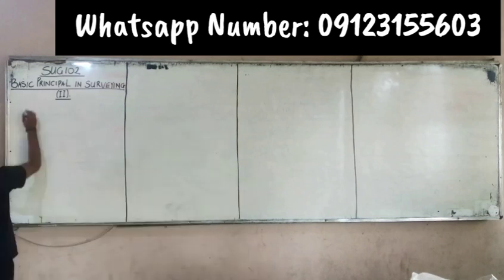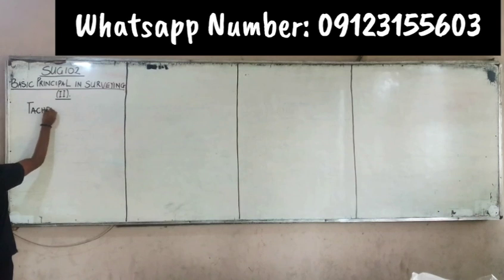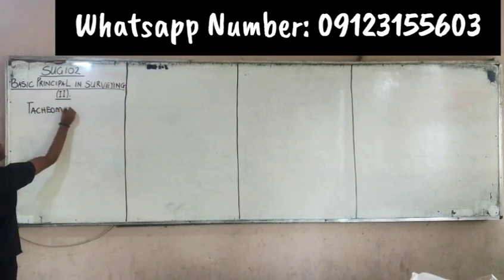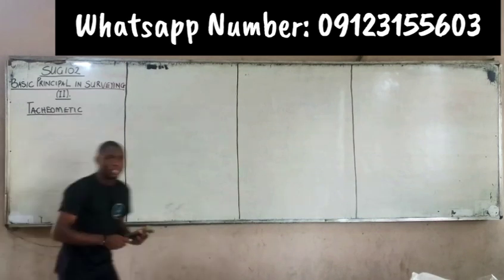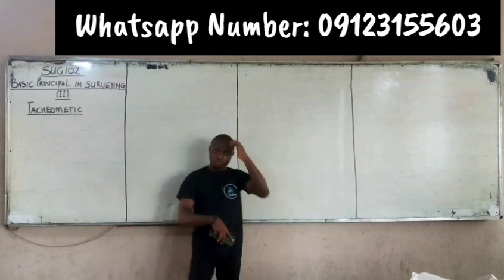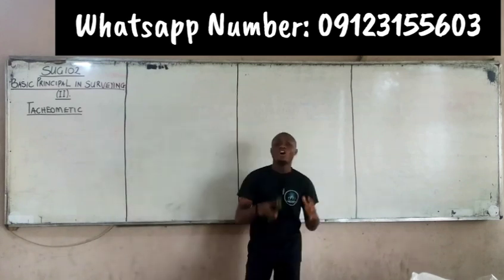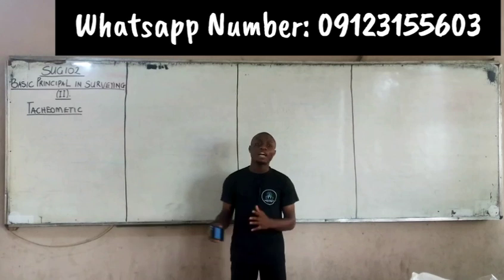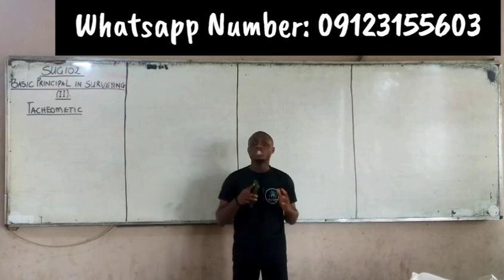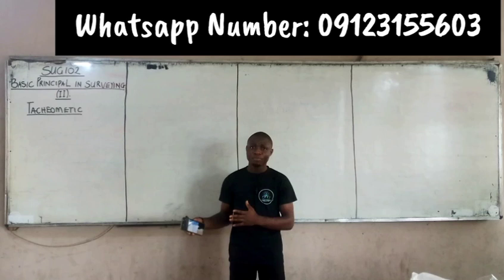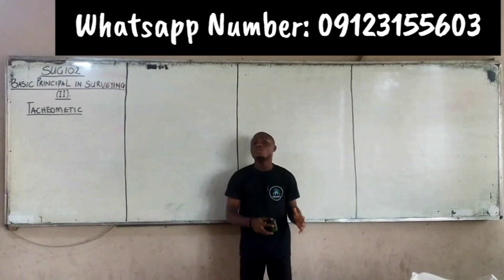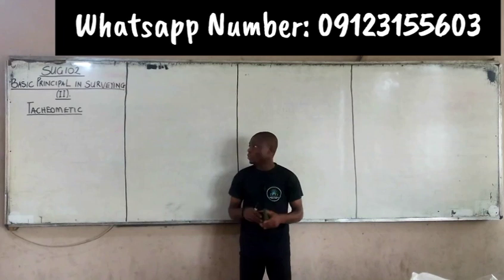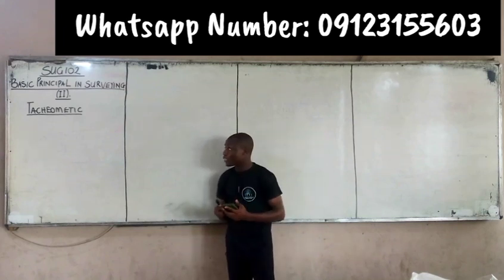Tacheometry. So by definition, what is tacheometry? Tacheometry is a branch of surveying in which the horizontal and vertical distance can be determined using a tacheometer. That's all. So that's like the definition for tacheometry.